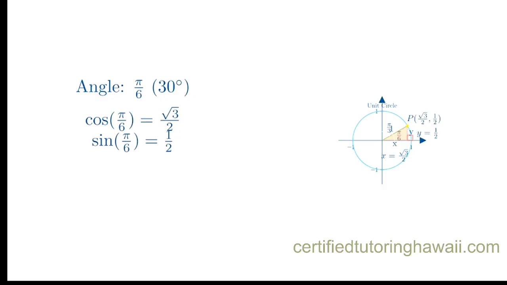Notice that the x and y coordinates from pi over 3 have simply swapped. We now have the coordinates for all the main special angles in the first quadrant. In the final scene, we'll see how to use these to find values for angles in other quadrants.